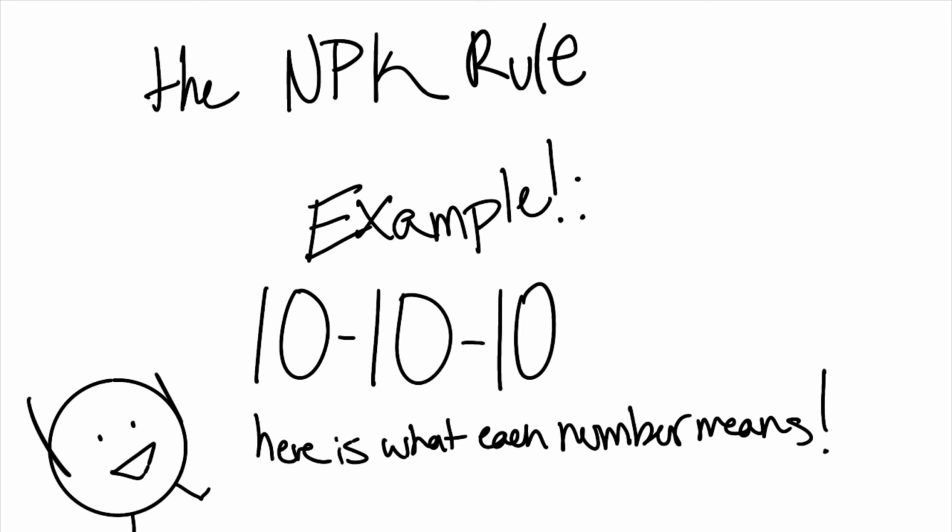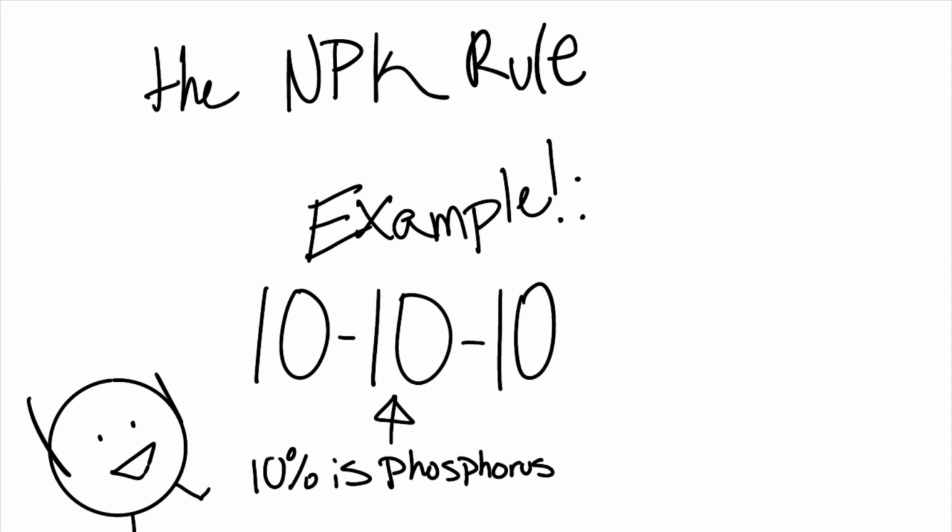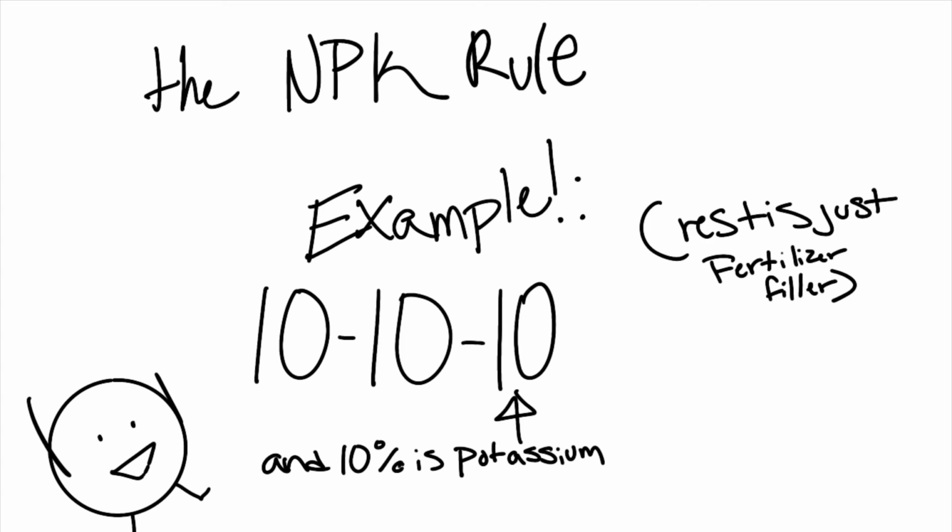The first number, N, which is nitrogen, means that your fertilizer has 10% nitrogen. The second would be P, which is phosphorus, and with the digits 10, 10, 10, the fertilizer is 10% phosphorus. And the last is potassium, and the fertilizer has 10% of it because the digits are stated as 10, 10, 10.